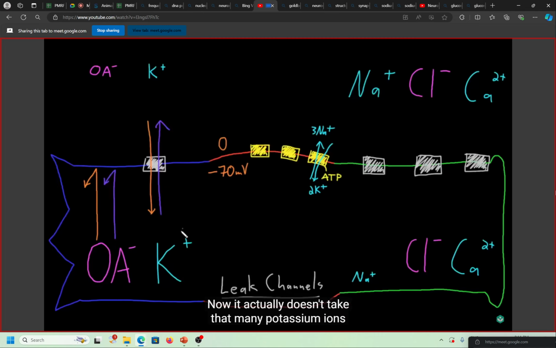Now, it actually doesn't take that many potassium ions to exit the neuron to reach the equilibrium potential for potassium. It's something like less than 1% of all the potassium ions in the neuron have to leave for potassium to reach its equilibrium potential, so that the effect on the intracellular concentration of potassium is really negligible. This process does take a little time, though, because most of the membrane is impermeable to potassium, and it can only squeeze out through the leak channels.